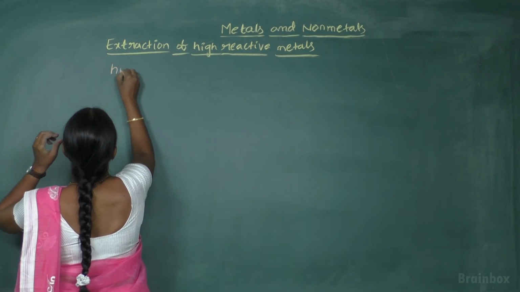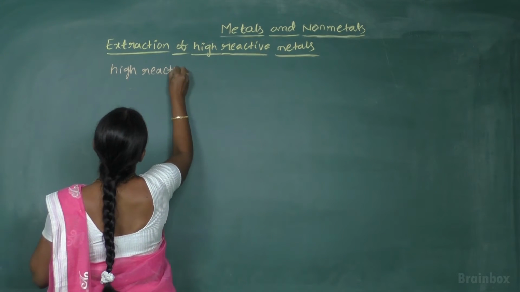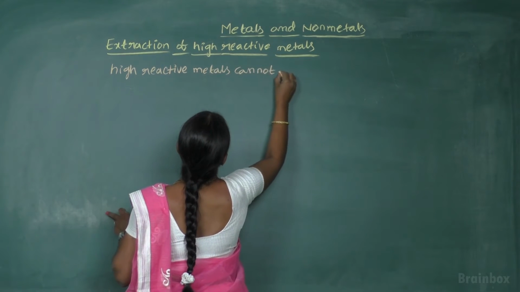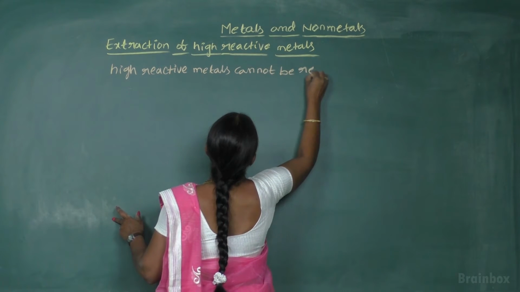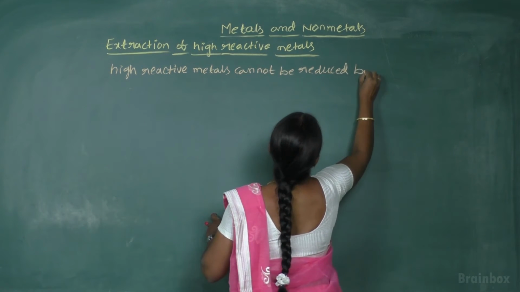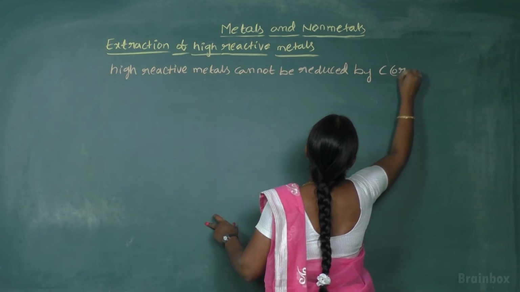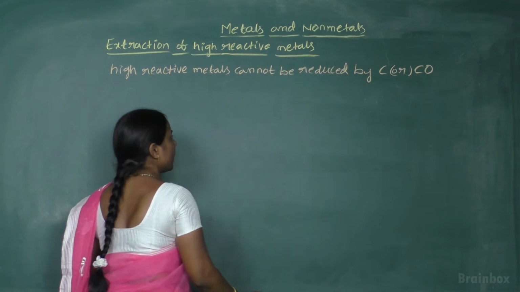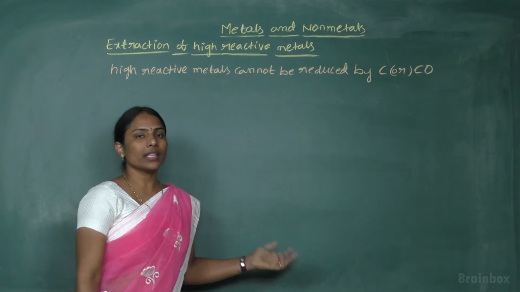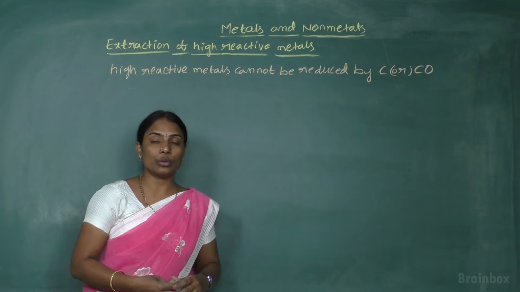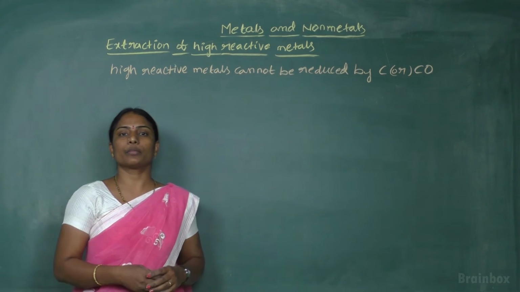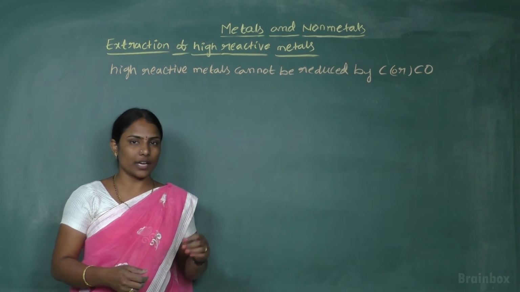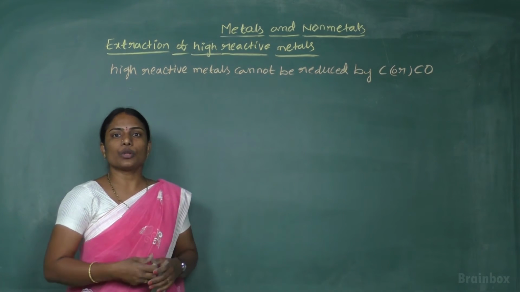So highly reactive metals cannot be reduced by carbon or carbon monoxide. The reason is very simple: these metals are more reactive than carbon or carbon monoxide. Only if those metals are less reactive than carbon or carbon monoxide can we use carbon or carbon monoxide as a reducing agent. So now, what is the solution for this problem?